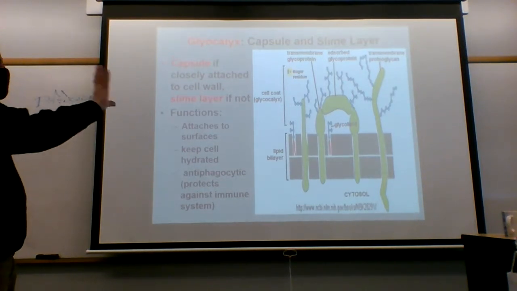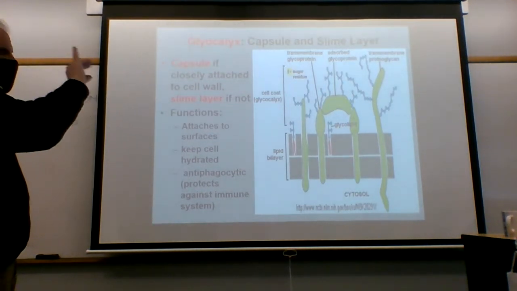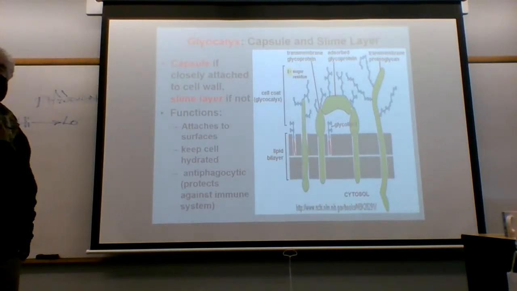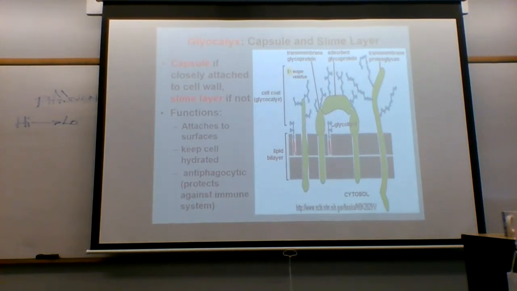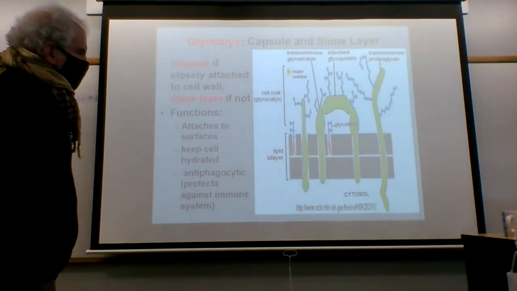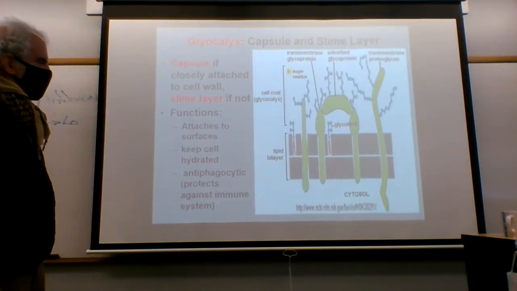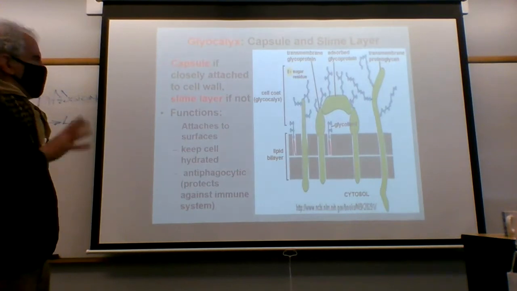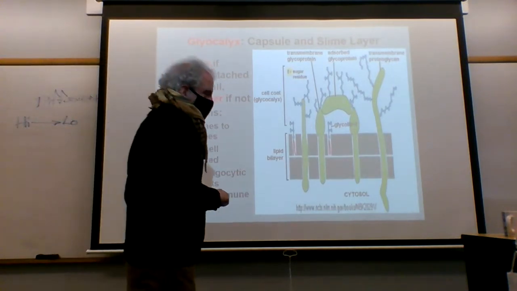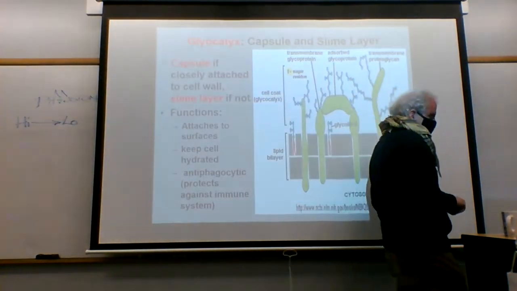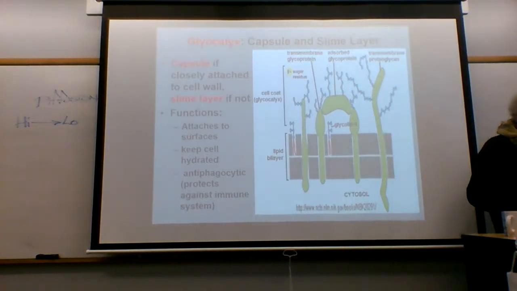These slime layers, because they are primarily a bunch of sugars, have the ability to hold a lot of water. And so they serve as a kind of hydration system. They also can block the immune system from grabbing hold of the cell and immunologically protecting it. So all these different kinds of things that the bacteria have to maintain its structure and for its defense.